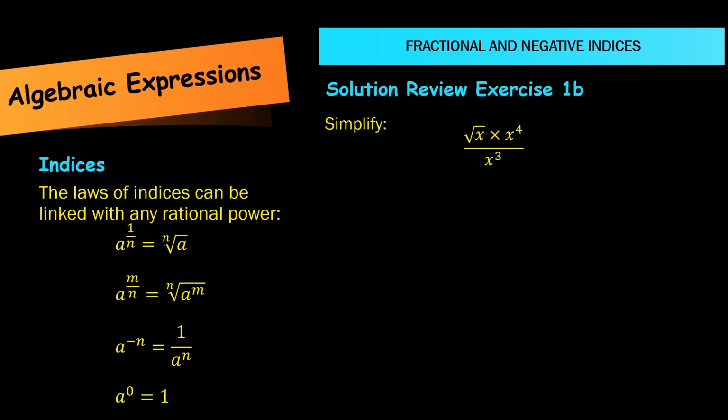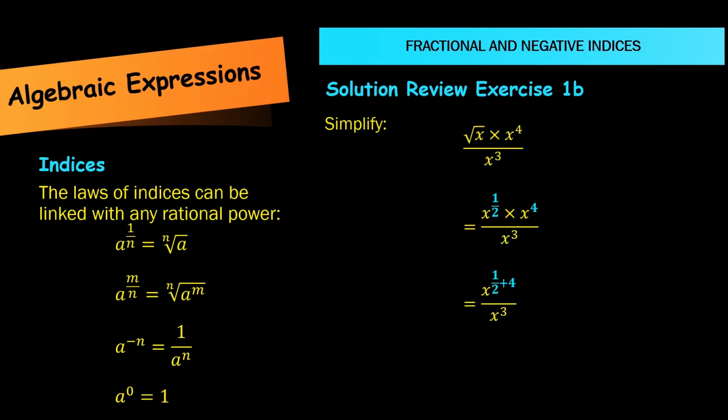And now for exercise 1b. First, rewrite root x as x to the power half by using the highlighted law. We leave x to the 4 as it is, and likewise for the moment, x to the 3 remains as it is also.